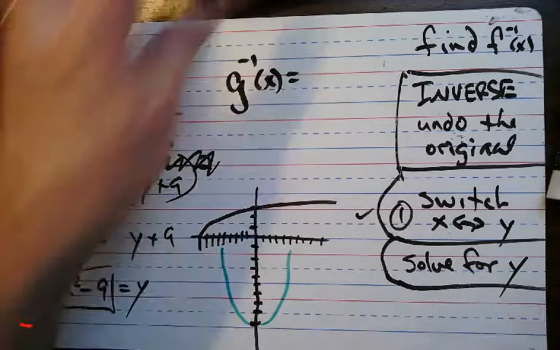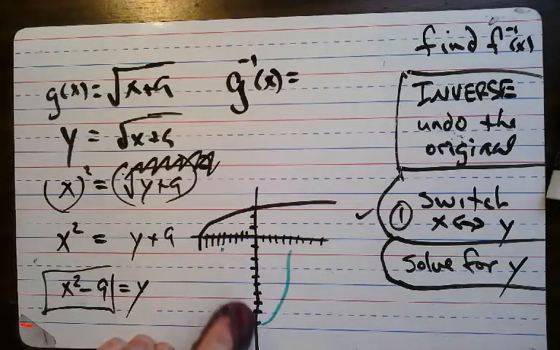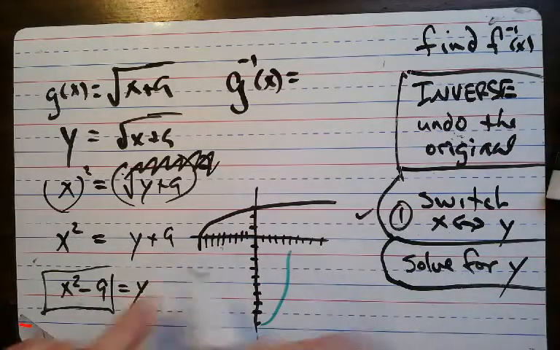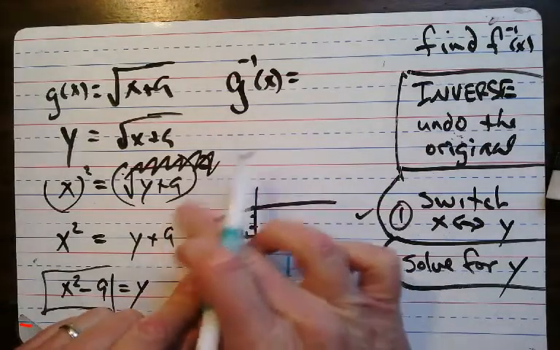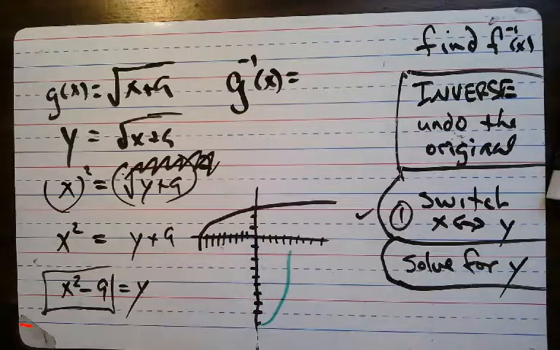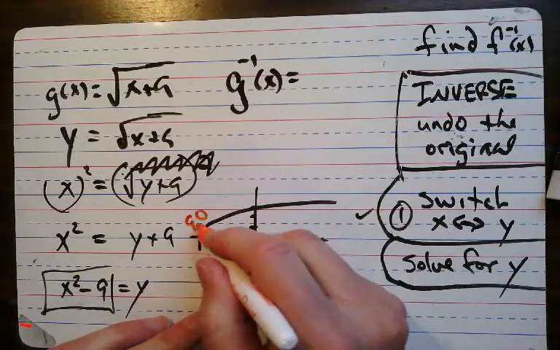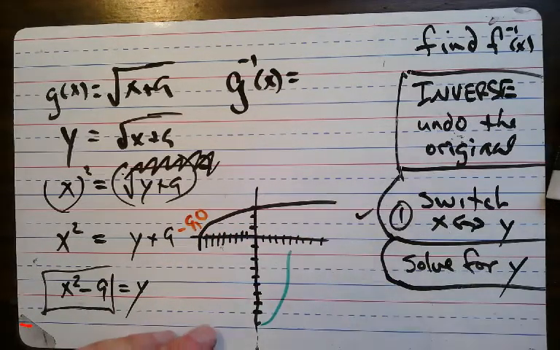So you have to restrict the domain. You have to say, well, I'm only using one side of this parabola. How do I know which side to use? Well, let's look. I know that this is 9, 0. Whoops. Let's use a different color. This one's 9, 0. Negative 9, 0. So that means this one has to be 0, negative 9. We got that part right.